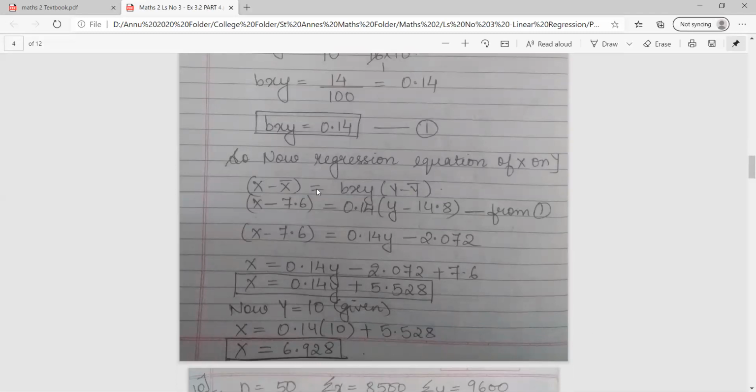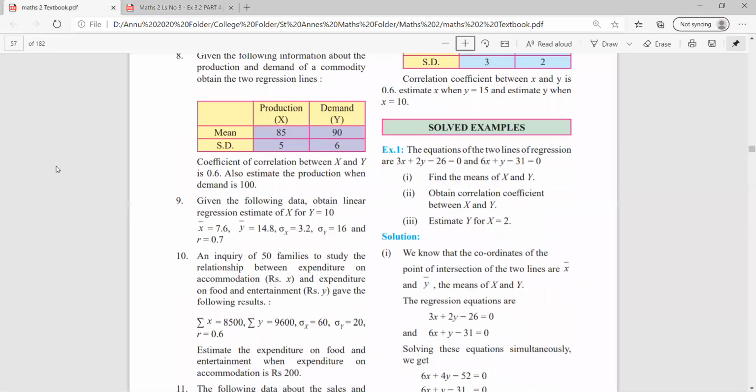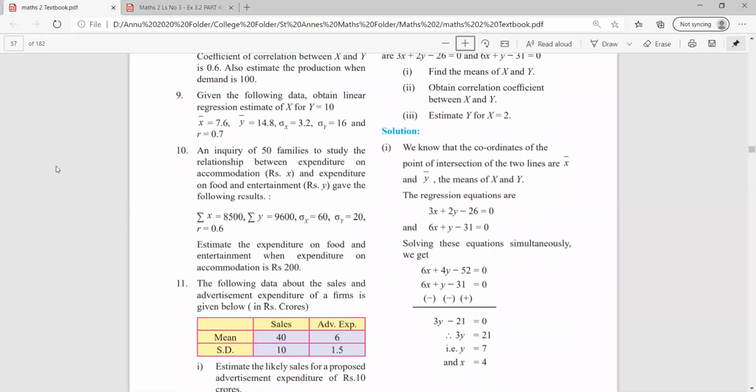So x minus x bar is equal to bxy, y minus y bar. On putting the values, you get the regression equation of x on y as x is equal to 0.14y plus 5.528. Then already the value of y was given to be 10. So you can substitute the value over here and find out the value of x. So are you all clear with the two sums, class? All right. Moving on to the next sums.